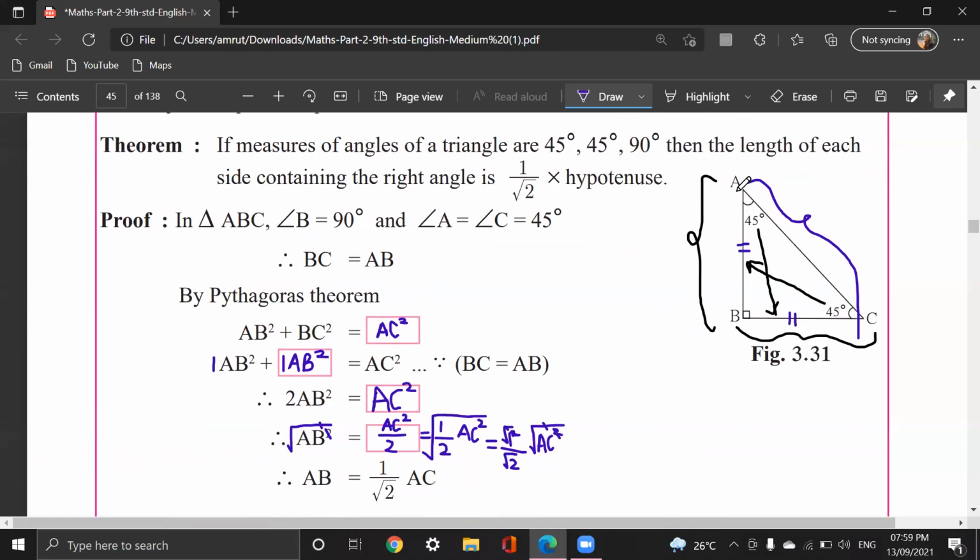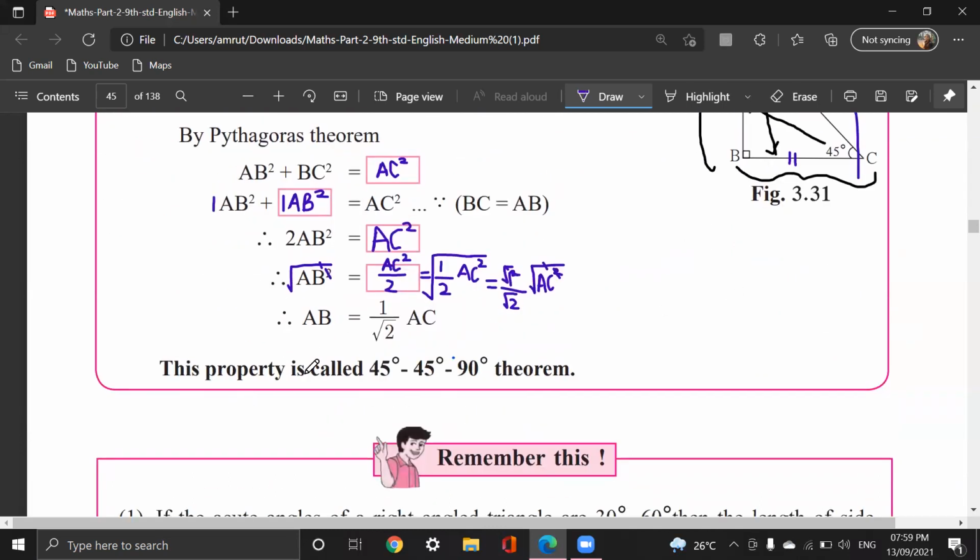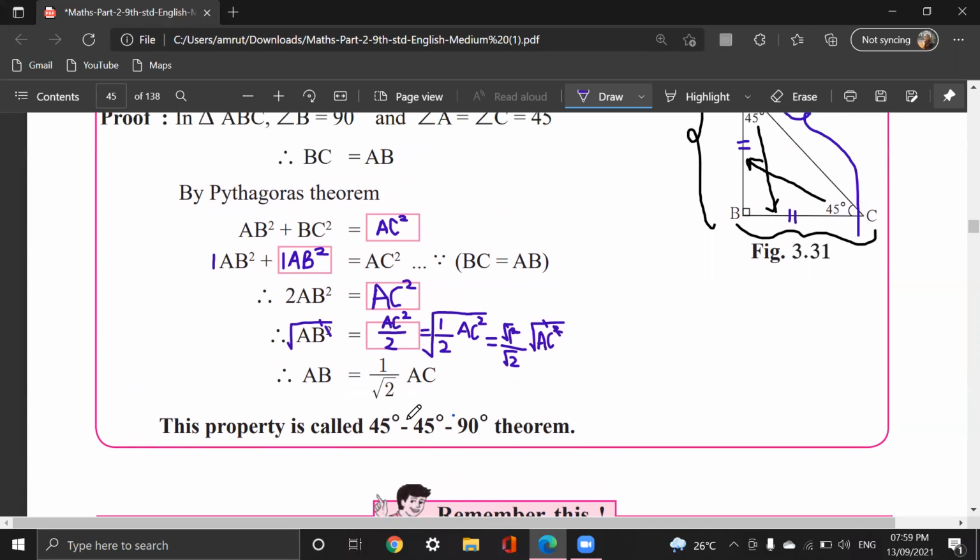Now AB, you see, is this side which is opposite to 45 degree, is equal to 1 upon root 2 of AC, which was the hypotenuse. So we have proved the property of the 45 degree and 90 degree angle theorem. Okay, so this applies in which triangle? 45 degree and 90 degree. So whichever side is opposite to 45 degree, that is 1 upon root 2 times the hypotenuse. So this part also I'll highlight with a different color. This formula you also write down in your notebook 2-3 times.